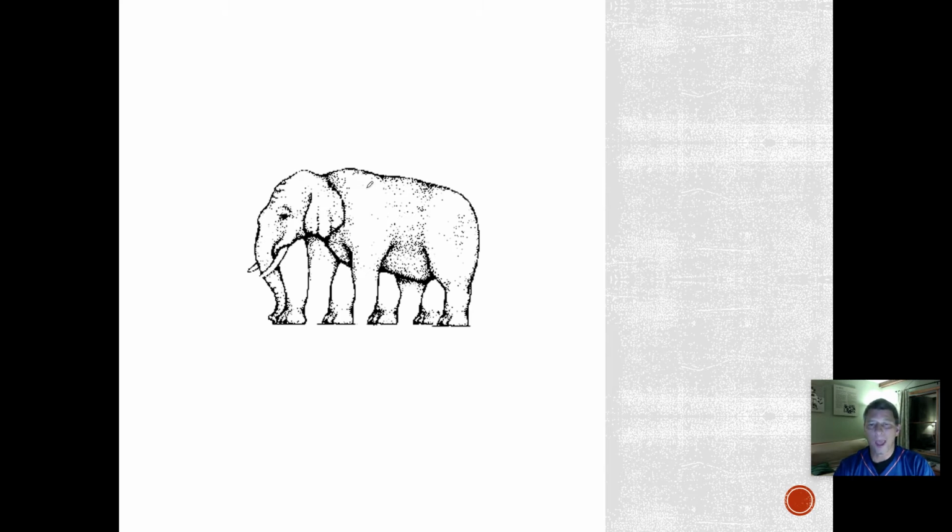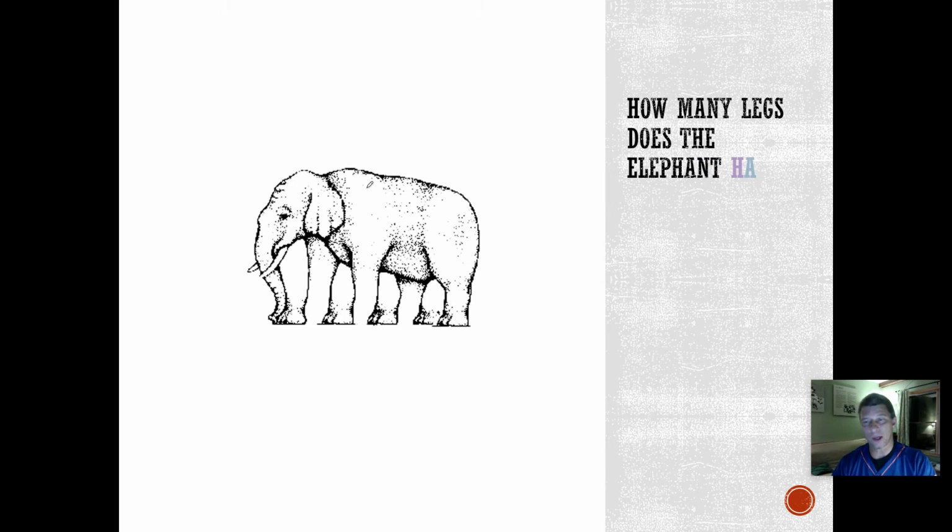So the question is, how many legs does the elephant have? How many legs does the elephant have? Well, again, this is one that is similar to the one with the Roman columns. If you look at the body of the elephant here, you've got a leg here, and a leg here, and a leg here, and a leg here.